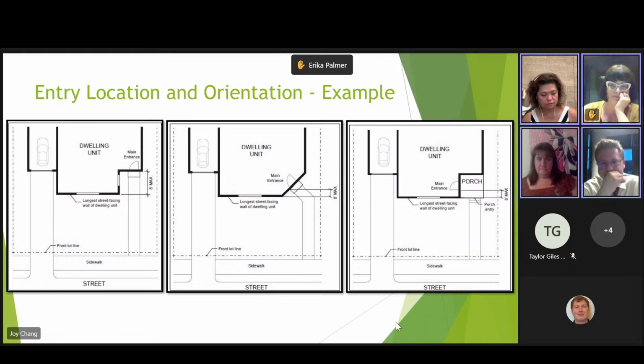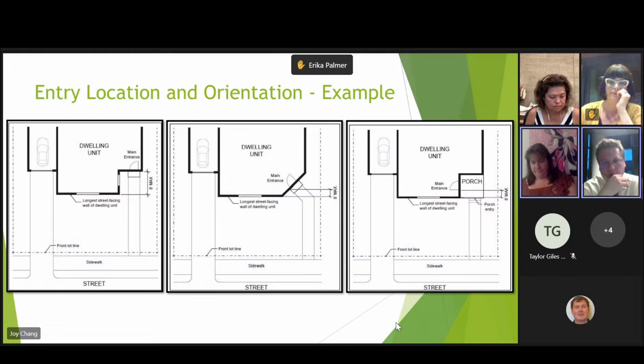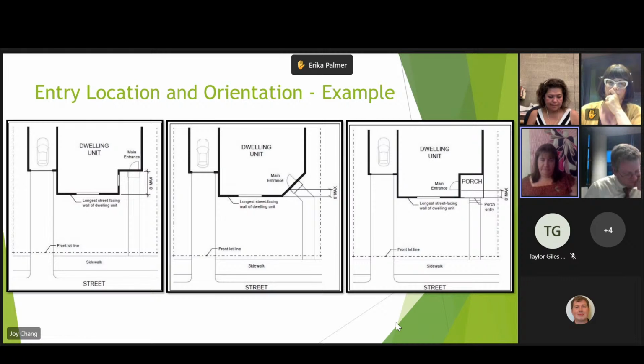Mm-hmm. Because I think part of the idea is we want the main entrance to be somewhere toward the front of the house as well. But now we're getting even more prescriptive. Add that too. Okay. I don't know if we have an answer then.